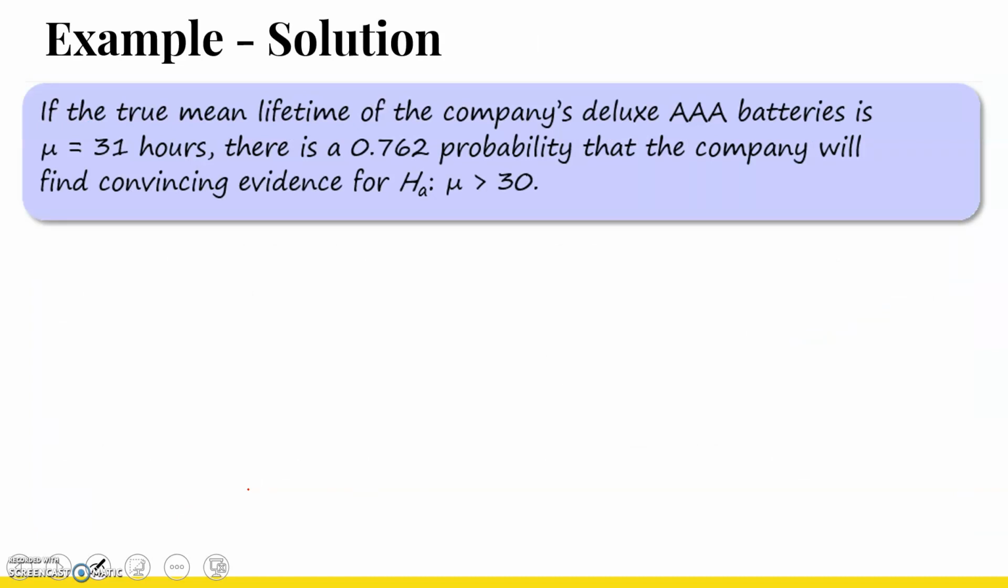All right, so this is our interpretation of power. So please copy this down and you can use this as a frame here. So if the true mean lifetime of the company's deluxe AAA batteries is mu equals 31, so if that specific alternative parameter value is true, there is a 0.762 probability that the company will find convincing evidence for that alternative hypothesis. Specifically, mu is greater than 30. Okay, so that is the way we interpret power.